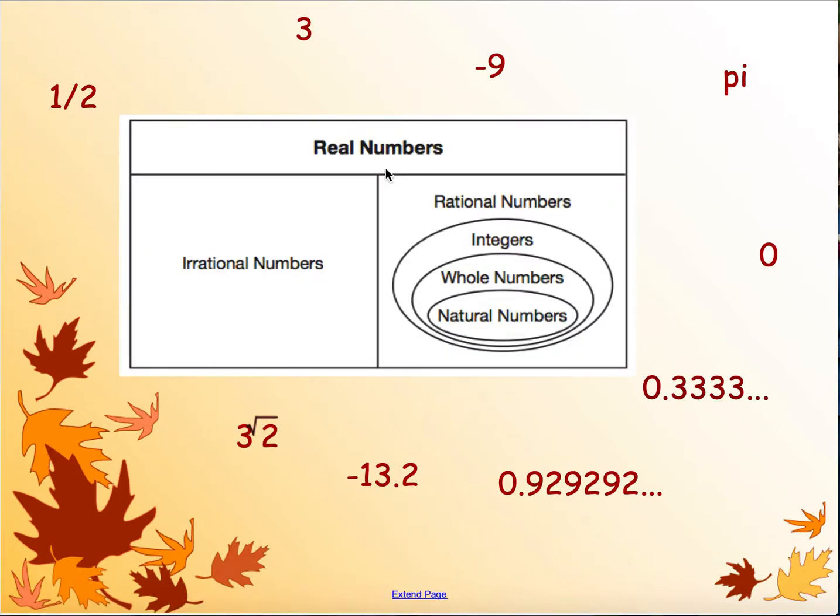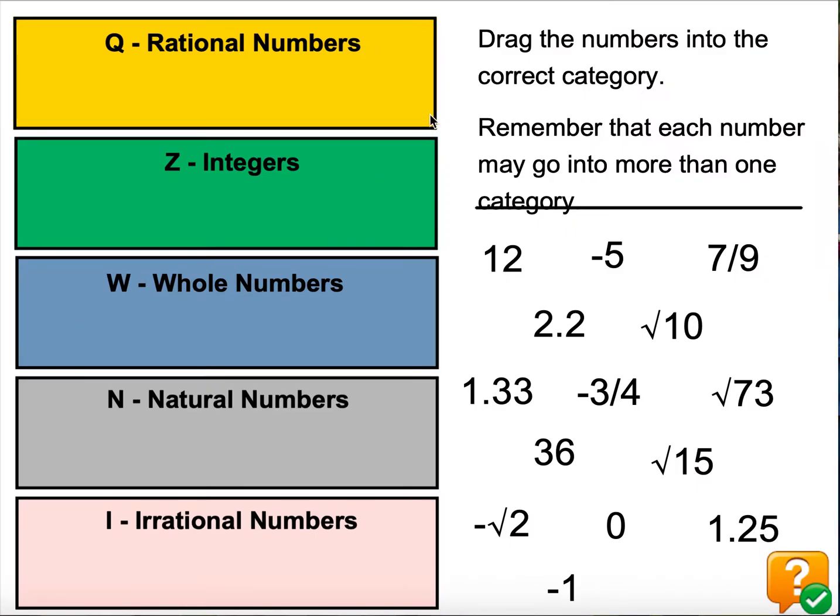Here's another way to represent that. We can see the rational numbers and the irrational numbers make up the real numbers. And just note how we can categorize different sets of numbers within each other as well. All right, so practicing a few.